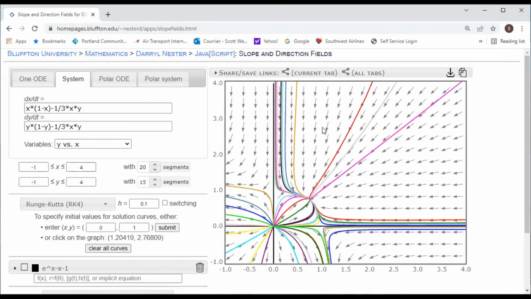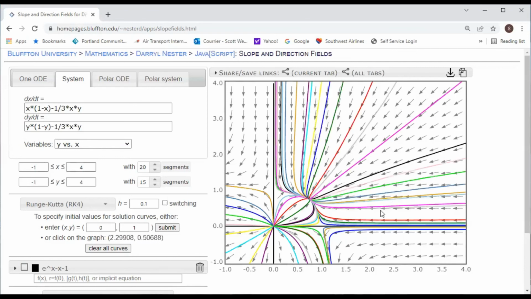And then at 3/4, 3/4, we were supposed to have a sink. And sure enough, there they are. All of the trajectories here are heading straight for that point. And so once again, technology has confirmed what we classified by using the Jacobian.